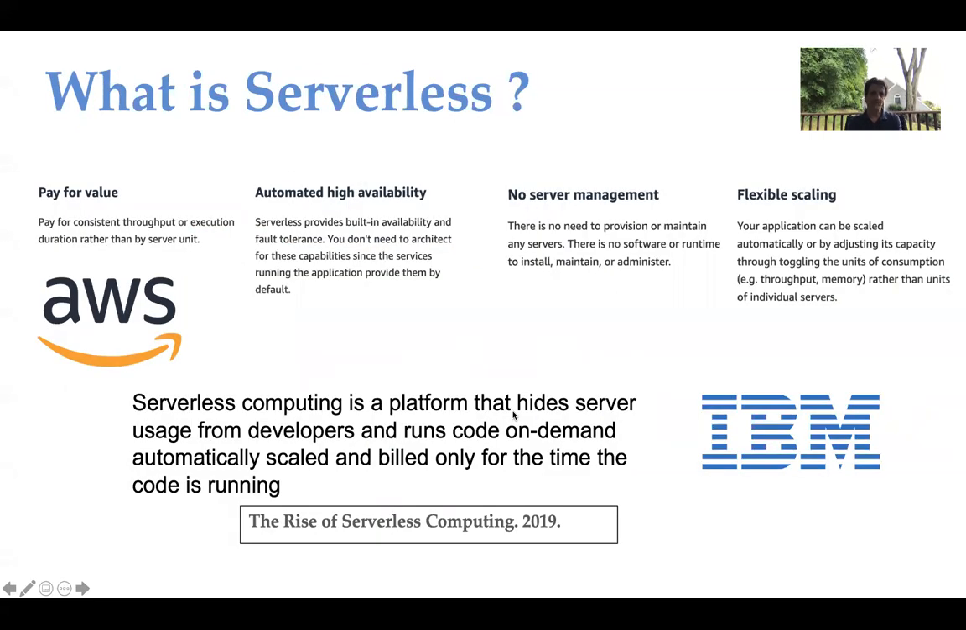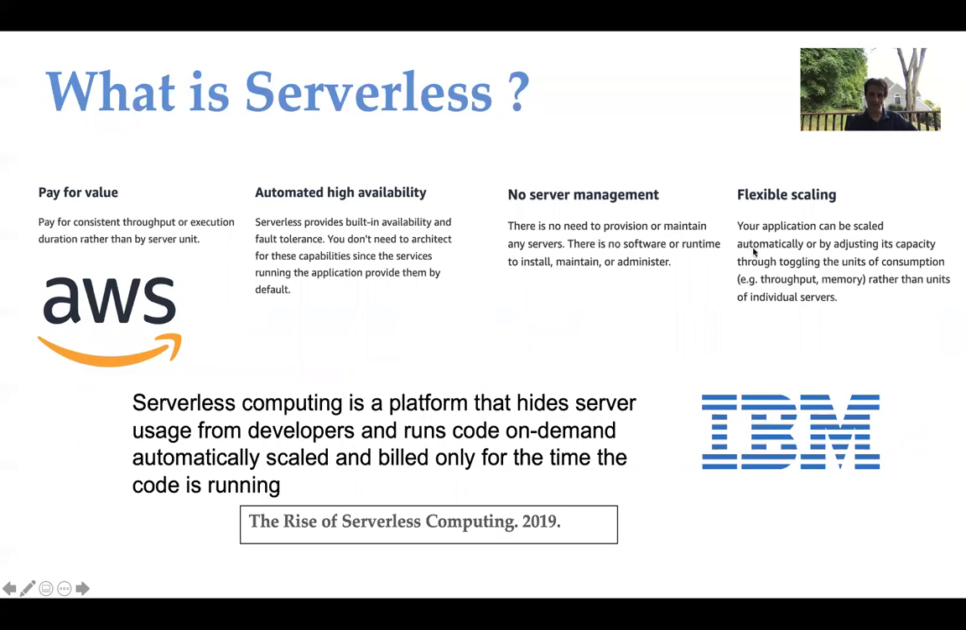But let's first start describing what is serverless, because this is the technology that we are building on. So there are different definitions. Amazon, that is the creator with Amazon Lambda in 2014, provides 4 features for defining serverless: pay for value, automated high availability, no server management, and flexible scaling.